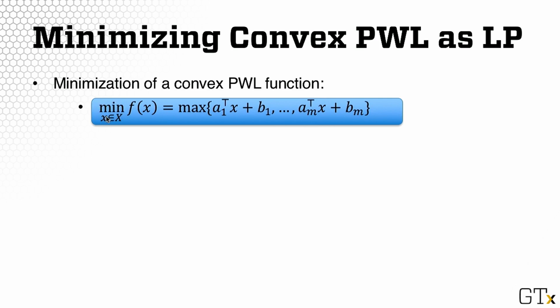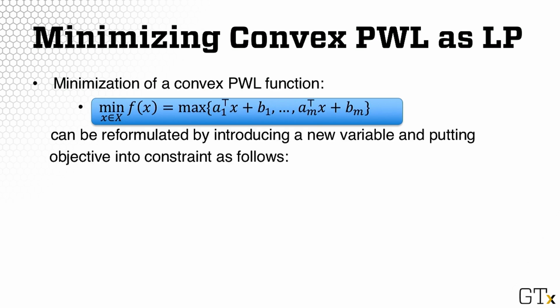We want to minimize over x, and x may be contained in a certain feasible region, denoted as a big X, which is the set of feasible region for x. So this is a minimization problem for convex piecewise linear function, and it's a nonlinear optimization problem. The question is, can we reformulate this as a linear program? And the answer is yes, we actually can reformulate this nonlinear optimization problem as a linear program.